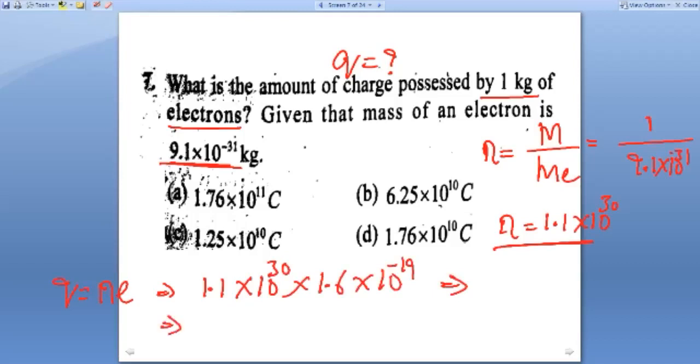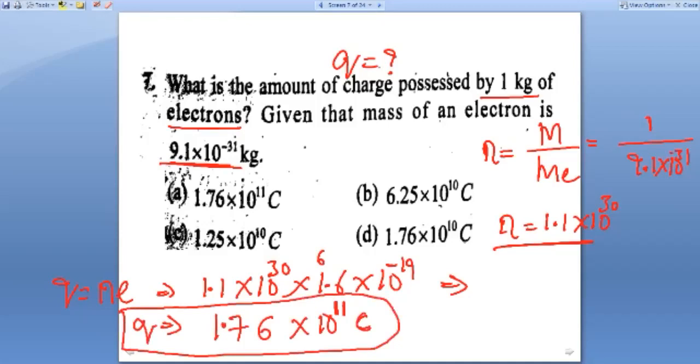So the answer is 10 to the power of minus 19 plus 30, which is plus 11. So 11 into 6 is 66, and 11 into 1 is 11, plus 6 is 17. So that is 1.76 into 10 to the power of 11 coulomb. So option A is the correct answer.